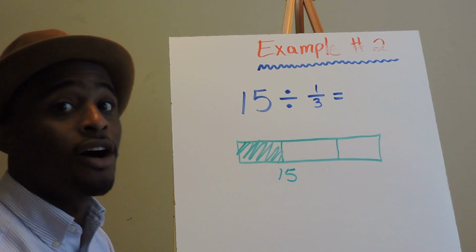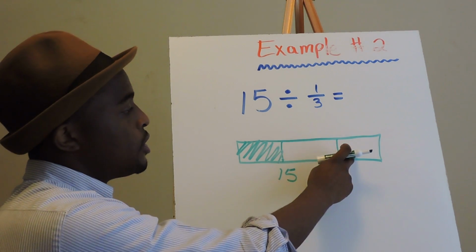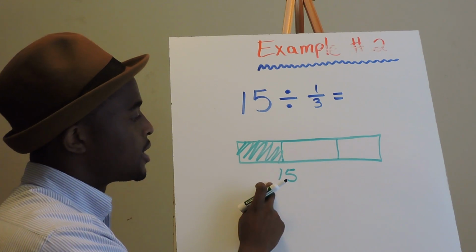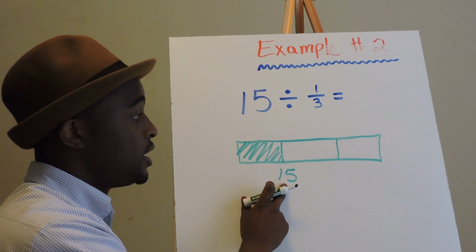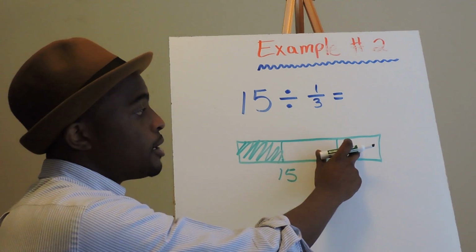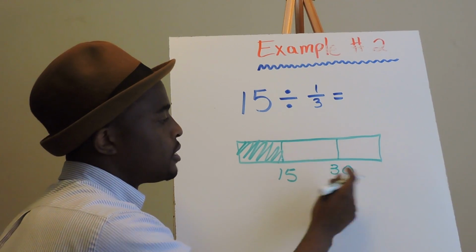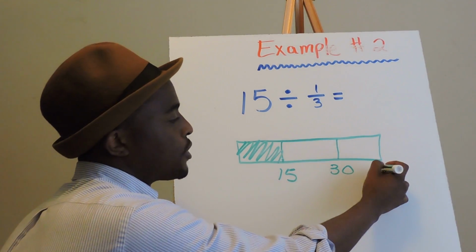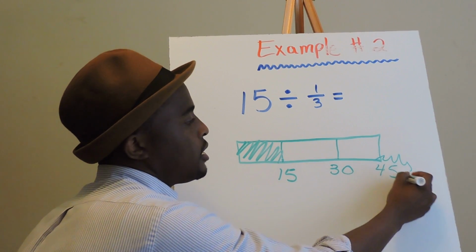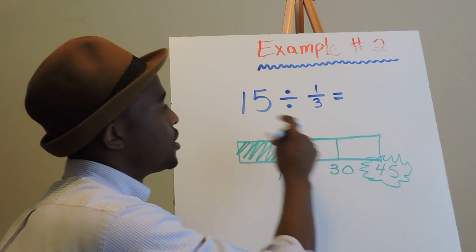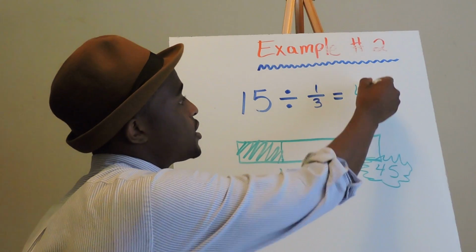So now I have to determine how much each third is equal to. Well, this one is pretty easy because we shaded in 1/3 and we know it equals 15, which means that each third must equal 15. So 2/3 would be 30, and 3/3 would equal 45. And that is my quotient. So 15 divided by 1/3 is 45.